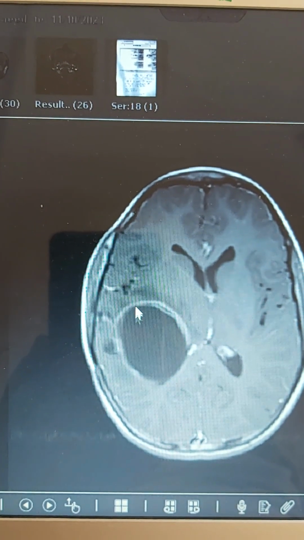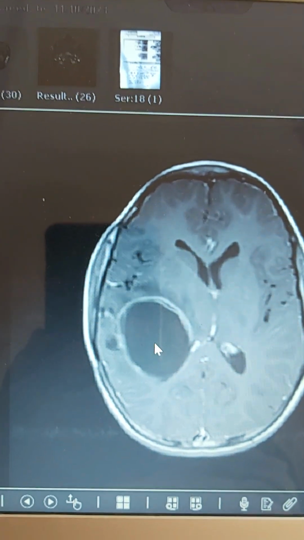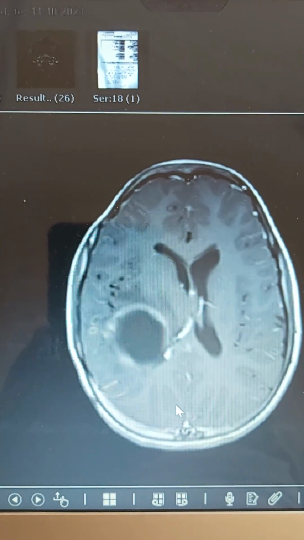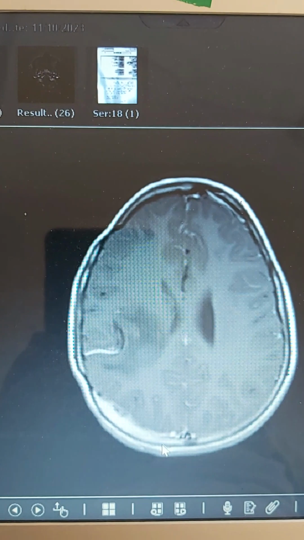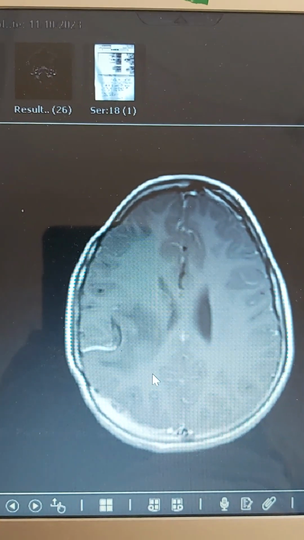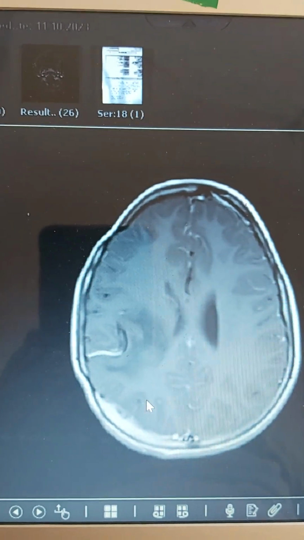So this is a recurrent hydatid cyst, intra-axial in the right parietal lobe. Two cysts. And there is some hyperostosis in the bone due to the previous operation, and a little amount of subdural hematoma.